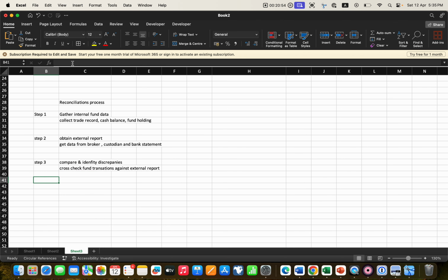Okay, step 4, investigate and resolve the break as well. Investigate and resolve the issue.